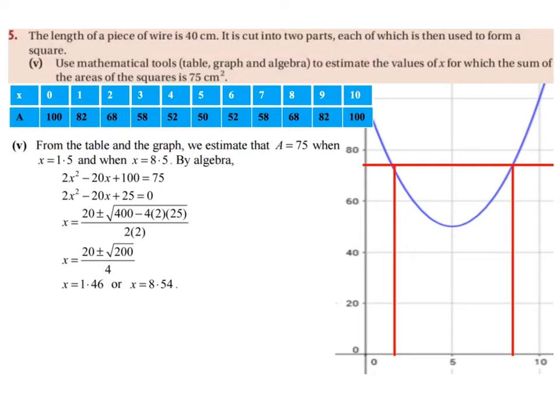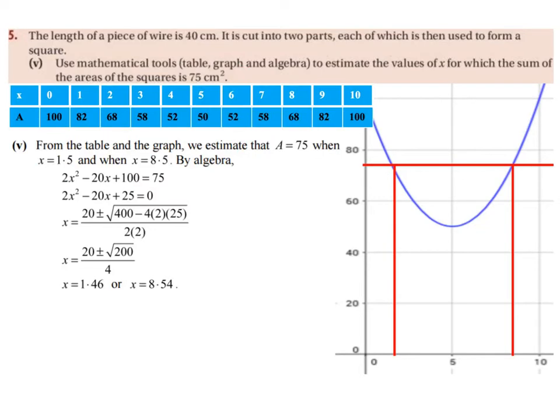Looking at our graph, what we do is we go to 75 on our a-axis, that's about 75 there. We draw a line across, and at the 2 points of intersection we drop perpendiculars. So that's about 1.5 on our x-axis, and that's about 8.5 also on our x-axis. So that's using the table and the graph. Now we want to use algebra.